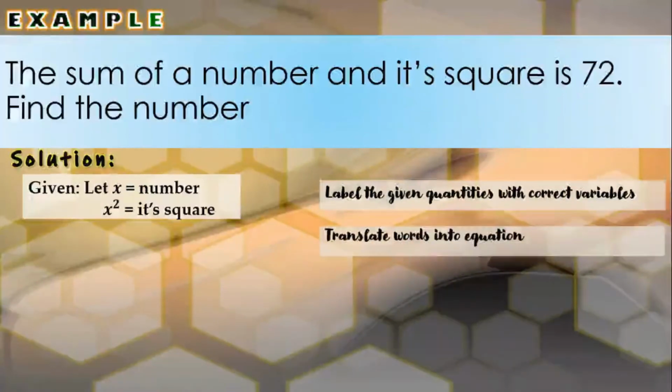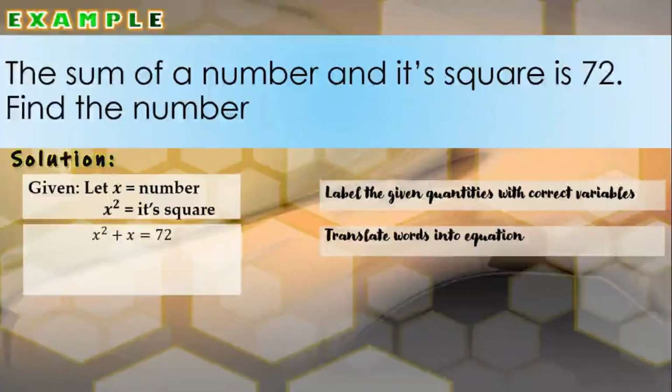Okay? So again, we have to translate words into equation, and ang equation natin ay x squared plus x. Okay, bakit siya plus? Kasi nga, the sum. And that is equal to 72. And then, transpose 72 on the other side. So that will become x squared plus x minus 72 equals 0.